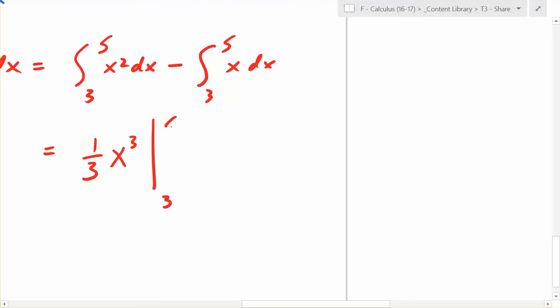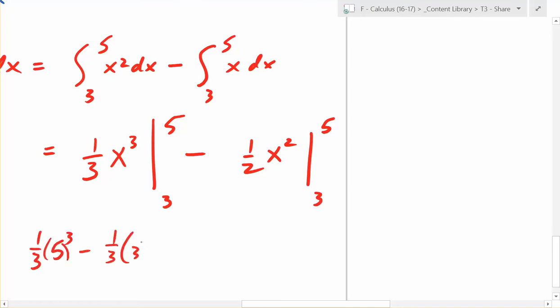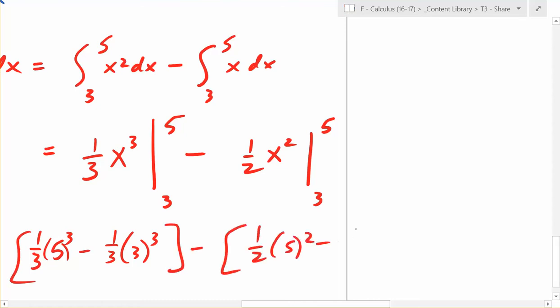From 3 to 5 minus, what's the derivative of what is x? 1/2 x squared. 1/2 x squared from 3 to 5. And the way you do that would be 1/3 5 cubed minus 1/3 what? 3 cubed minus what? 1/2 5 squared. 5 squared minus 1/2 3 squared. Right, exactly.